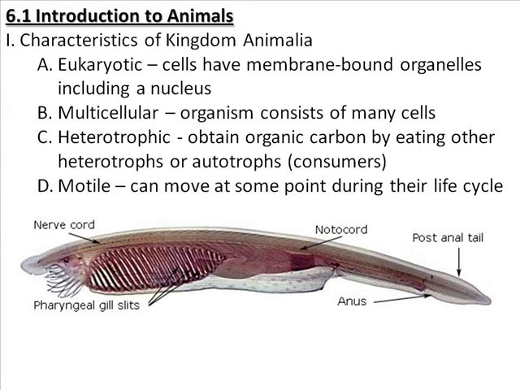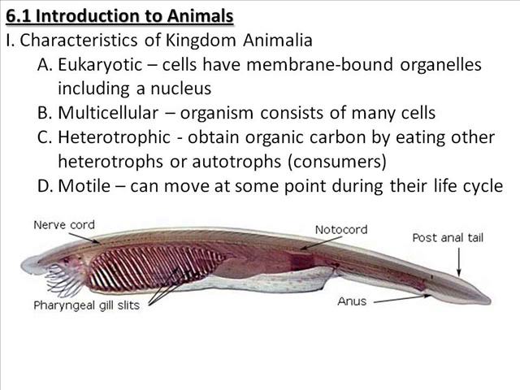This lesson will focus on animals, which of course belong to kingdom Animalia. All animals are eukaryotic, which means that their cells have membrane-bound organelles, including a nucleus and also a mitochondria. Animals are also multicellular, which means they are an organism that consists of many cells, making them macroscopic for the most part, meaning these are the animals that we can see with our naked eyes.